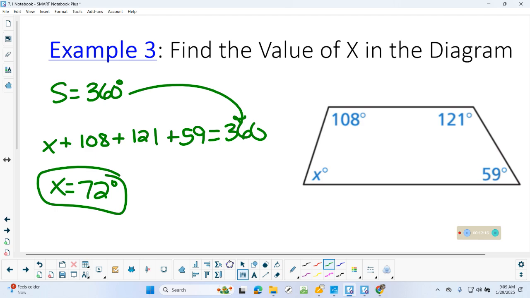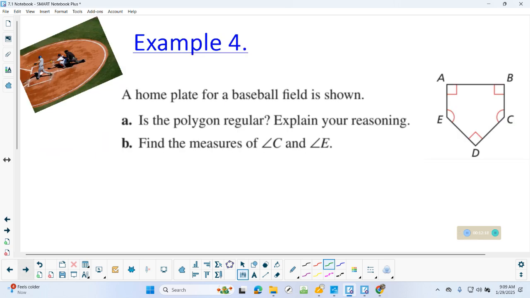Okay, picture time. We got a very lovely little home plate for the baseball field. So first question, good vocab. Is the polygon regular? Now remember, regular is a new vocab word. We haven't seen it before. You know these two though. Regular means equilateral and equiangular. So is it regular? No. Okay, so for part A, explain your reasoning.